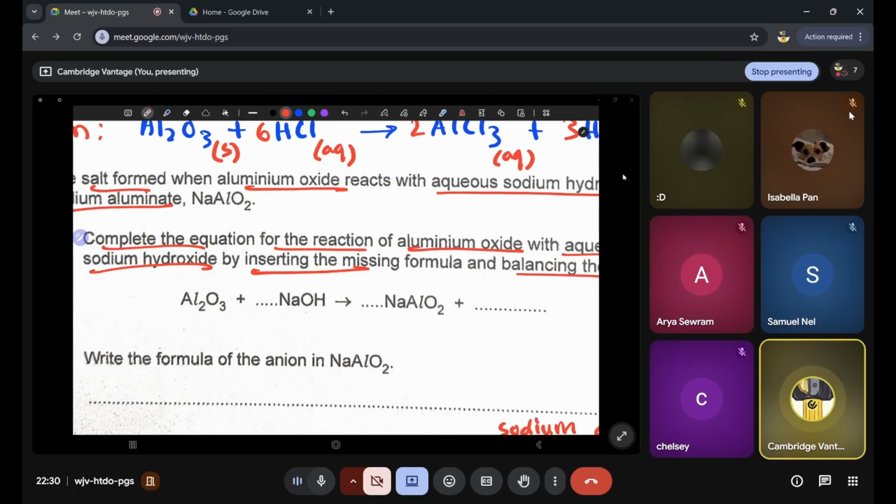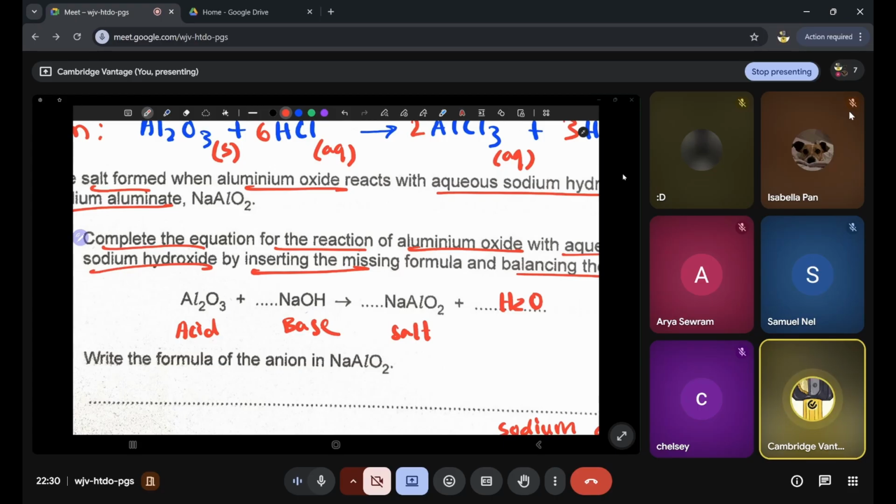Now here's the thing. We know that this is an amphoteric oxide. Sorry, this one is going to behave as an acid and this one is going to behave as a base. So this one is the salt, and we know that when an acid reacts with a base, it's going to form a salt and water, H2O.